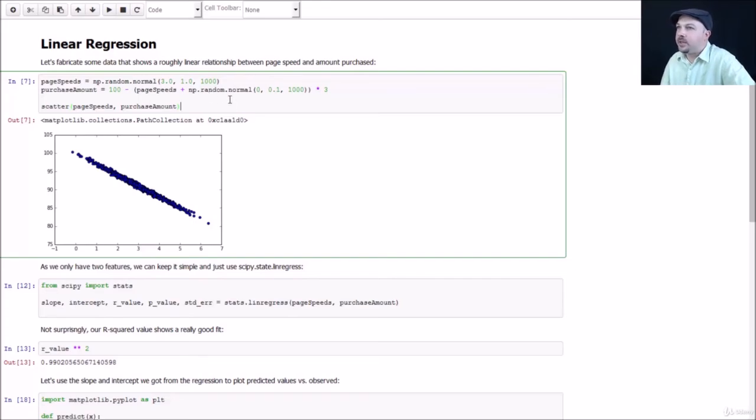So all I've done here is I've made a normal distribution of page speeds centered around 3 seconds with a standard deviation of 1 second, and I've made the purchase amount a linear function of that. So I'm making it 100 minus the page speeds plus some normal random distribution around it times 3. And if we scatter that, we can see that the data ends up looking like this.